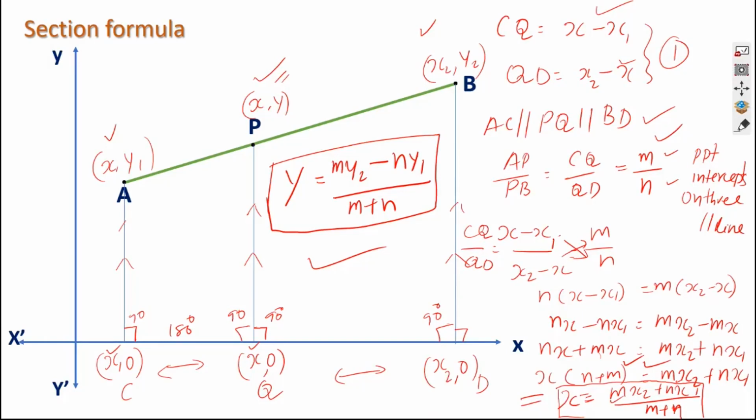How can I say that the formula is right? For that I should do some sums and I should apply the formula. We will do that immediately, no problem. But the section formula will help you to find out exactly the coordinates of point P if you know the coordinates of A and B.